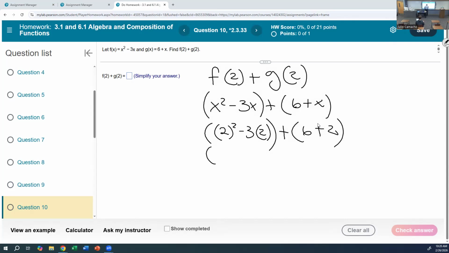So let's clean up these parentheses. 2 to the second power is 4. Negative 3 times 2 is negative 6. And then plus 6 plus 2 is 8. So 4 minus 6 will be what? Negative 2. Negative 2 plus 8 is? 6. Very good. That is the answer.